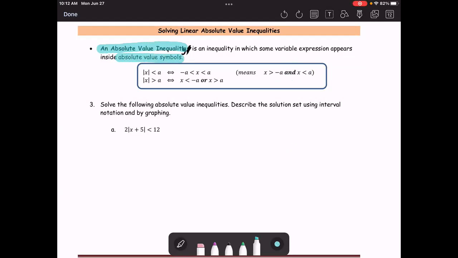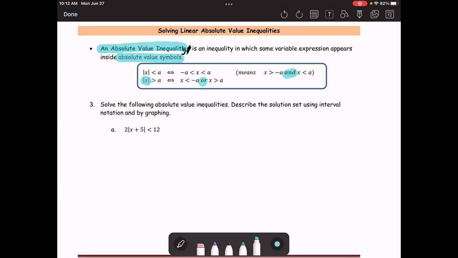For the case that we have the absolute value of x, or the expression in x, less than a, it's equivalent to the compound statement that negative a is less than x less than a, which means x is greater than negative a, and at the same time x is less than a, or we say both statements are true at the same time. Another case, the absolute value of the expression in x greater than a is equivalent to the statement x less than negative a or x greater than a.